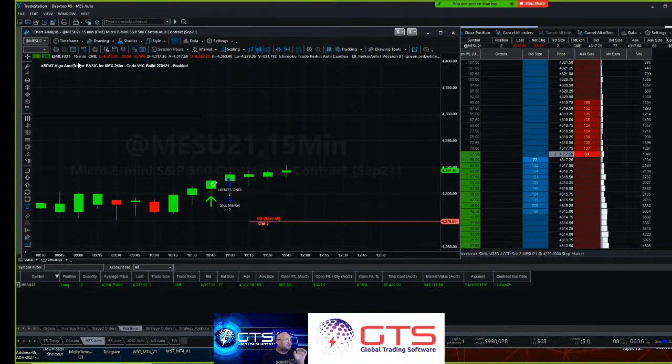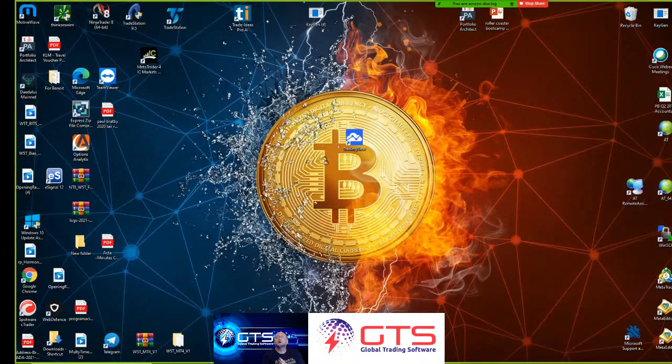This is on the 15-minute time frame. Okay, so it won't change the trailing stop until the 15-minute candle closes. So again, I only have that on sim because I don't show any live stuff while I'm on these.